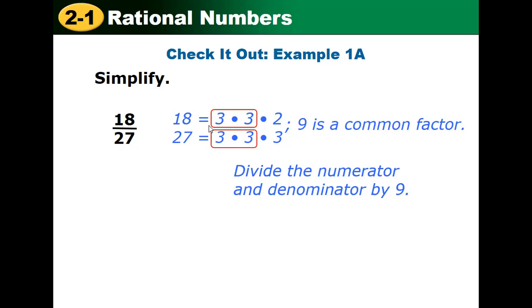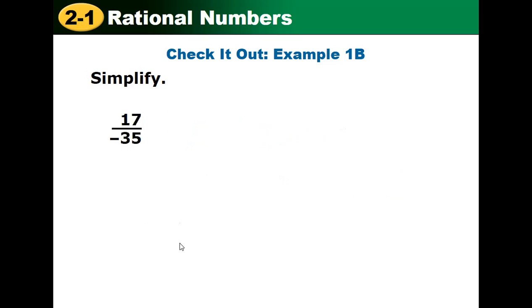Then we can note that we have 3 and 3, 3 and 3, so 9 is a common factor. So we will divide the numerator and the denominator by 9, which means it will be 18 divided by 9 over 27 divided by 9. The answer will be 2 over 3.